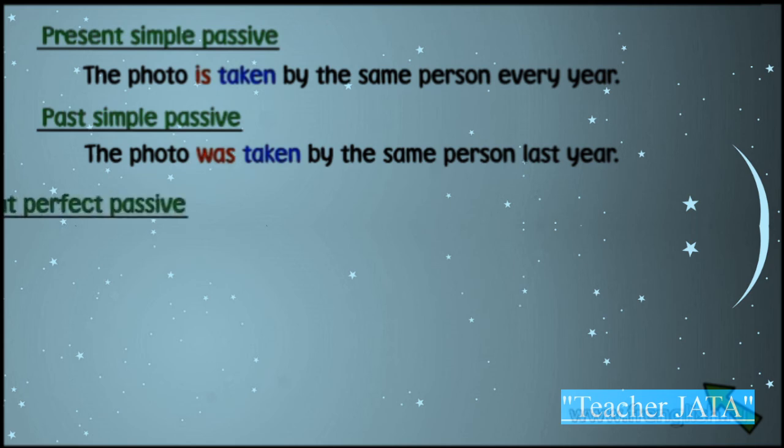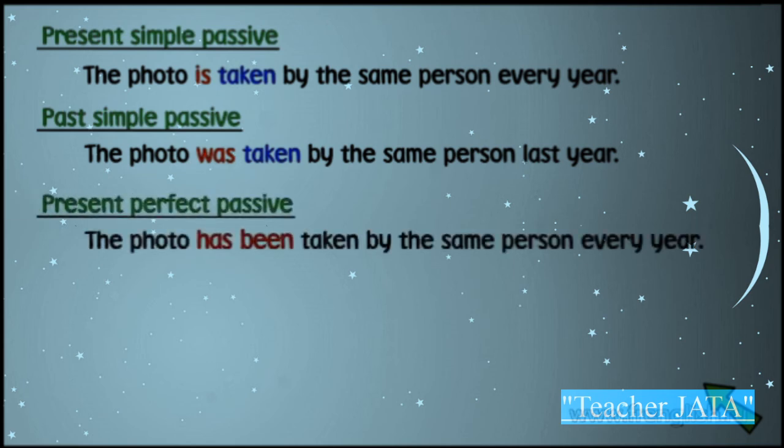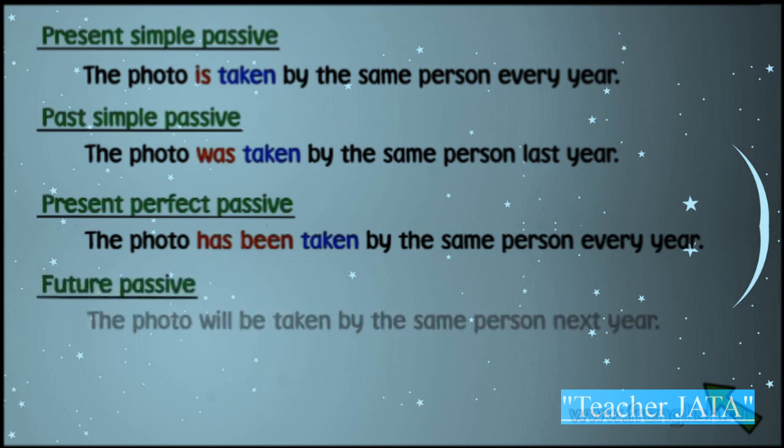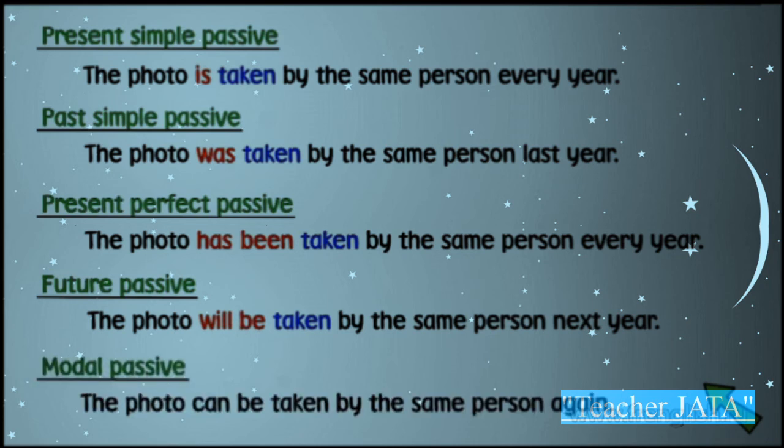We form the present perfect passive with has been or have been, and the past participle of the main verb. We form the future passive with will be and the past participle of the main verb. We can form the passive with a modal verb plus be and the past participle of the main verb.